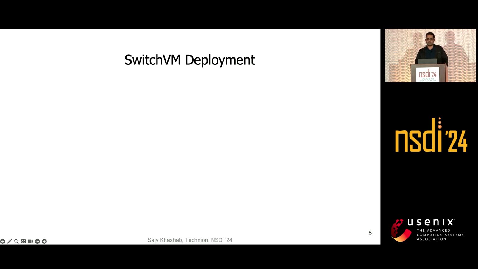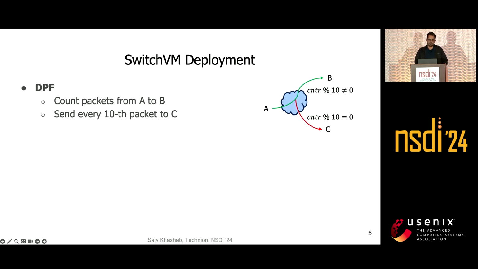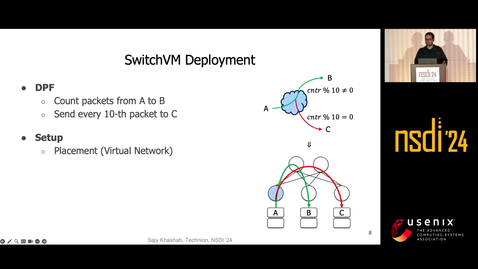Let's take a look at a typical deployment scenario of SwitchVM. Say some tenant wishes to count packets of a specific flow from A to B, and for some reason they wish to send every 10th packet to a different host, C. In SwitchVM, tenants request placement of this DPF from the operator. The request itself is expressed relative to the tenant's virtual network, and the operator's job is to do the actual placement on the physical topology, taking all of the tenant's VMs into account.